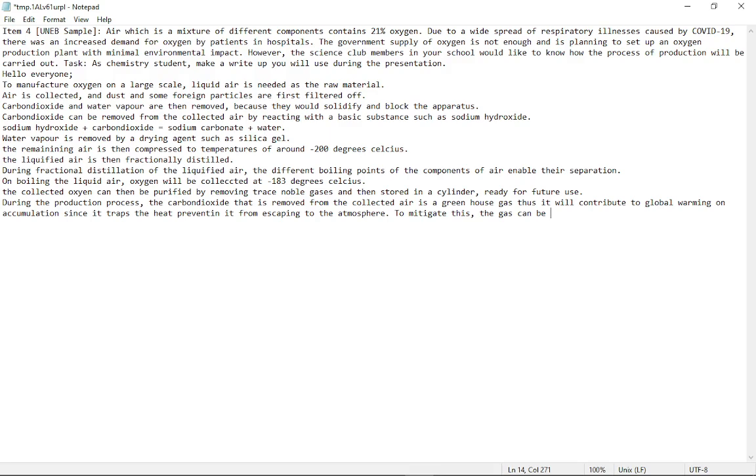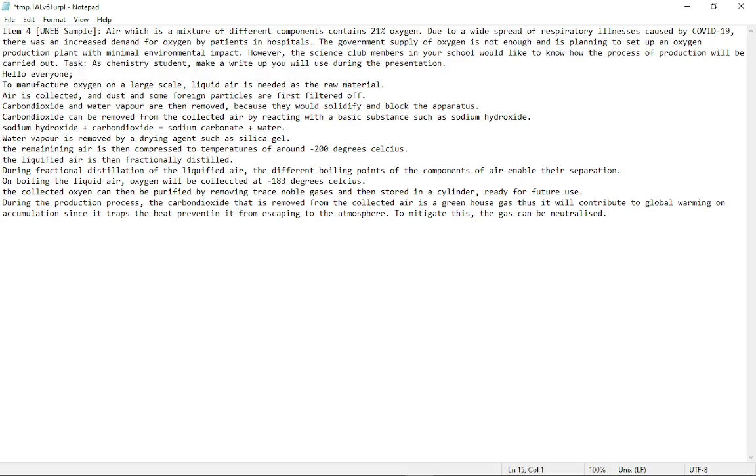To mitigate this, with catalytic converters, the gas can, for example, be neutralized. That is my side effect and mitigation.